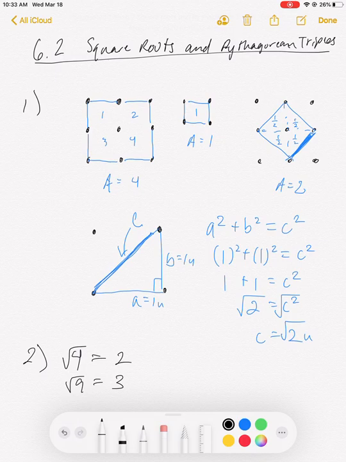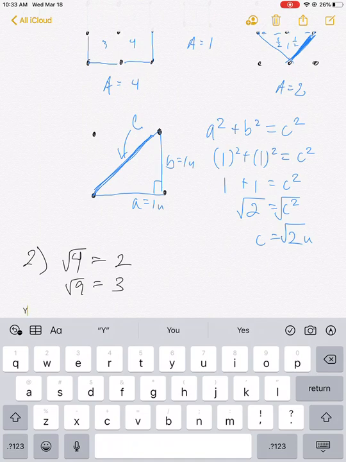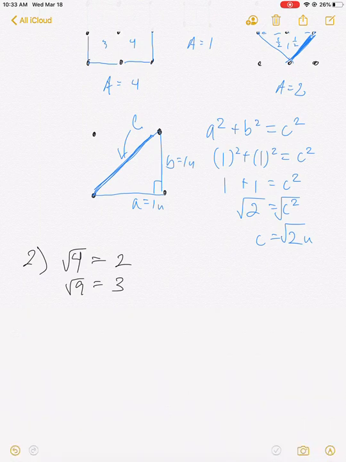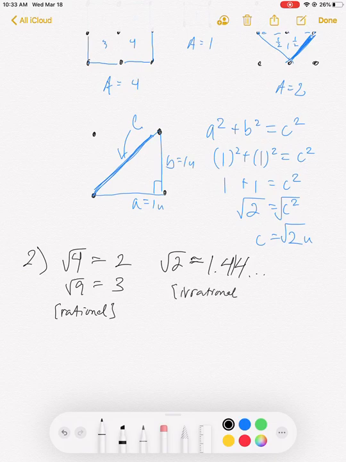And the second blank says give an example of a square root which is an irrational number. We have the square root of 2, which is approximately equal to 1.414, and that goes on forever. There's an irrational one. So these are rational, and this is irrational. So we have the first two things there.